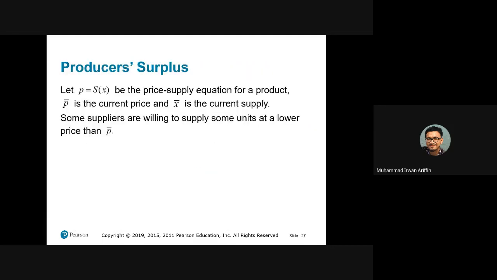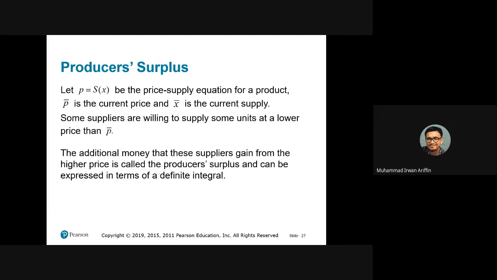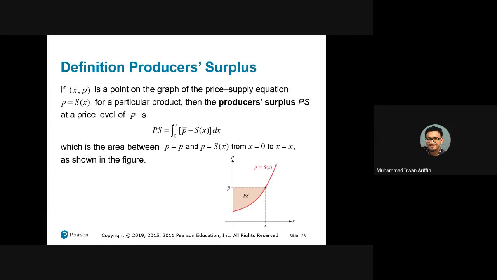Producer surplus. If we have a price supply equation, where P bar is the market price, the current price, and X bar is the current supply, some suppliers are still willing to supply some units at a lower price than P bar. Some people are willing to sell mineral water at 80 cents rather than one ringgit, but when they sell it in the market, they found that people are buying at 1 ringgit. So they got additional profit. The additional money that these suppliers gain from the higher price is called the producer surplus, and it can be expressed in terms of a definite integral.